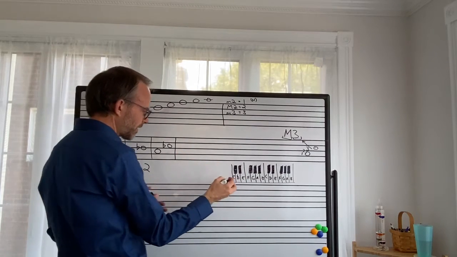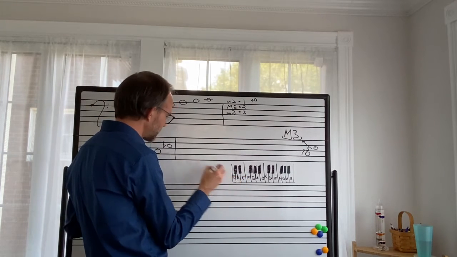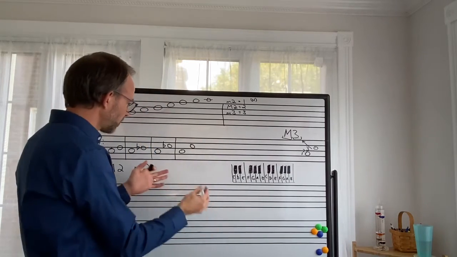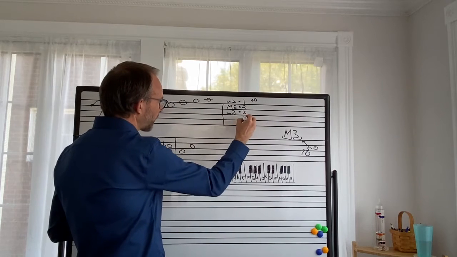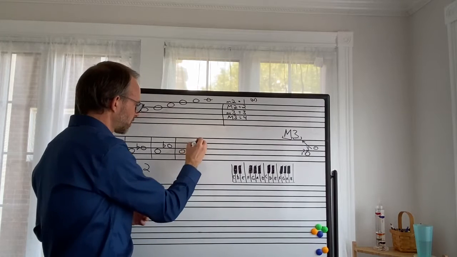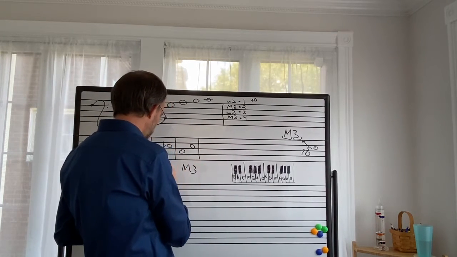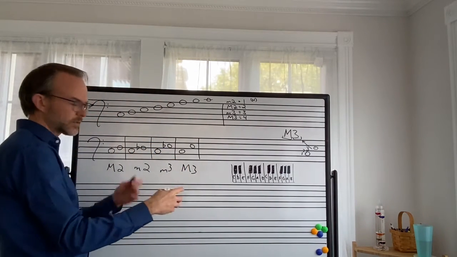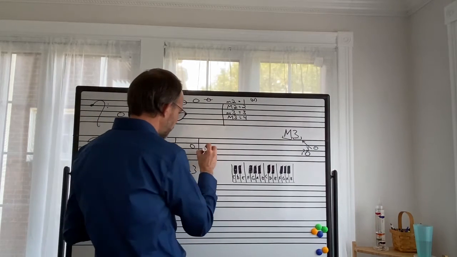So what interval has 4 half steps? 1, 2, 3, 4 from C to E. Well, it's E natural, which just clarifies that it's not an E flat. 4 half steps, we're going to call that major third. Notice how I'm making my labels. It's very clear that this is a capital M and a lowercase m for the minor.